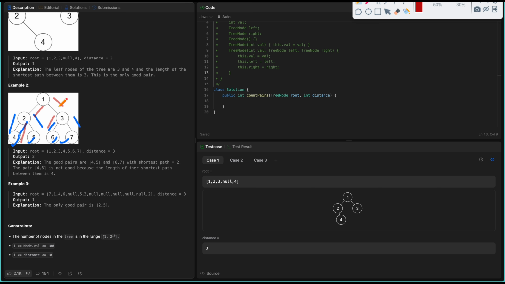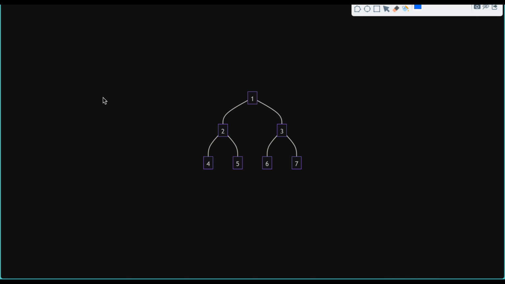Now let's see how we can actually solve this problem. Initially, when I was trying to solve this problem, I was thinking to find all the leaf nodes first. That will take O of n time, right? For example, now we found leaf nodes 4, 5, 6, and 7. The idea is simple: do a DFS on the tree and see if the left and right child are null. If yes, then this is a leaf node and we add it to the list of leaves and then return.